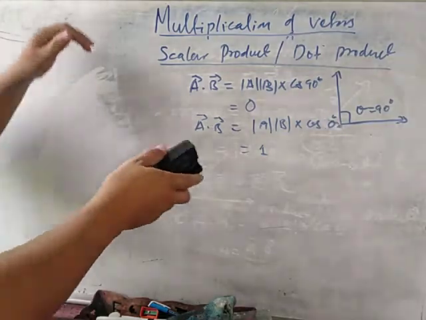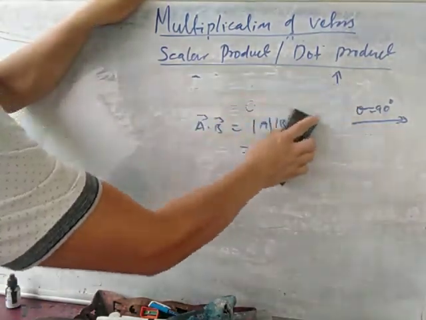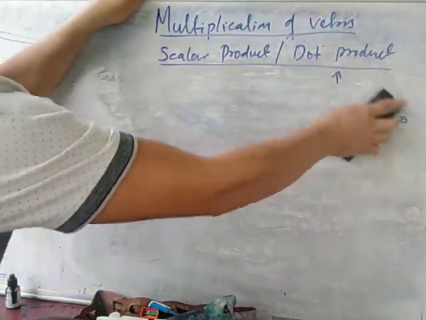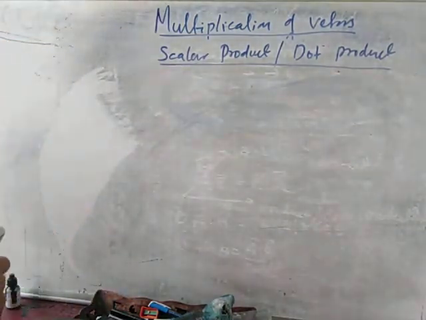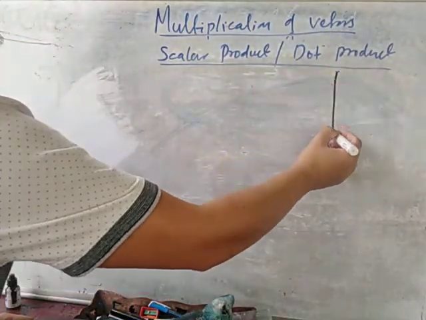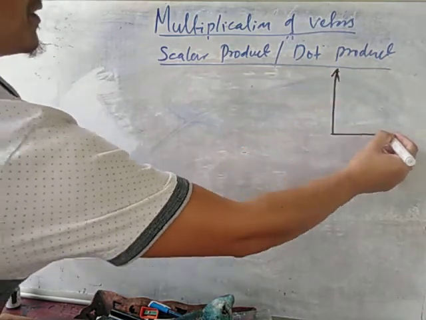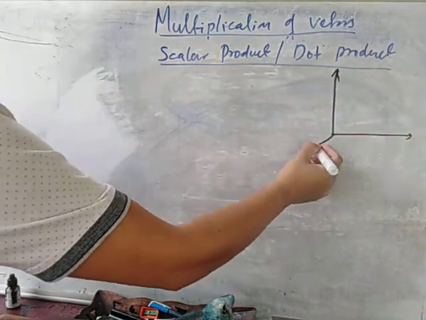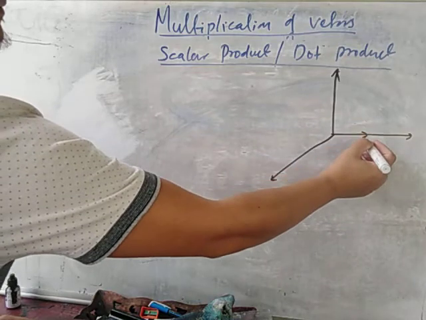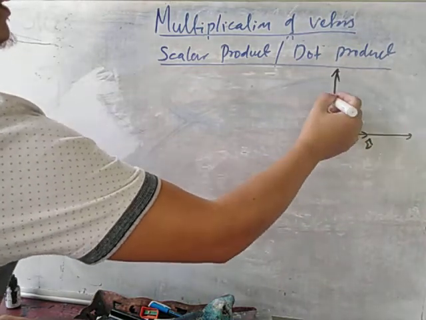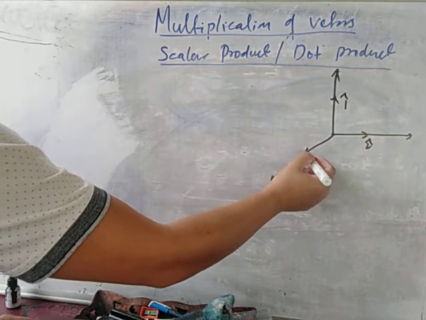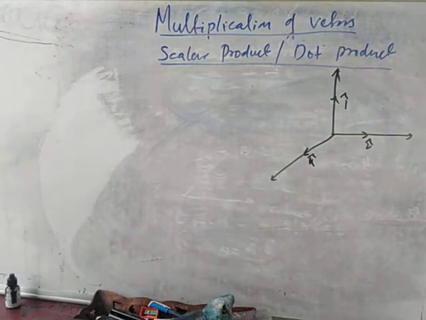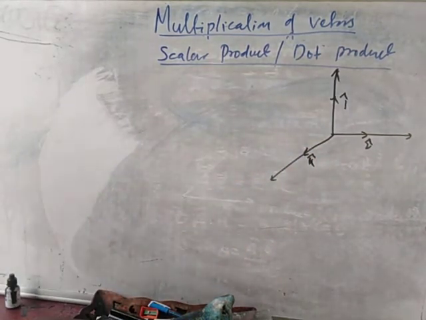So if you understood this, then let's start the Cartesian scalar product. Orthogonal first we should know, isn't it? Orthogonal means perpendicular to each other, isn't it? So if I have unit vector i towards x, j towards y, and k towards z. Okay, so then what happens?